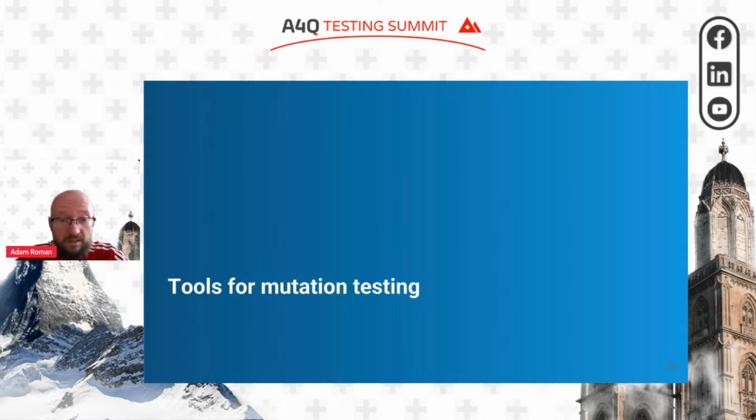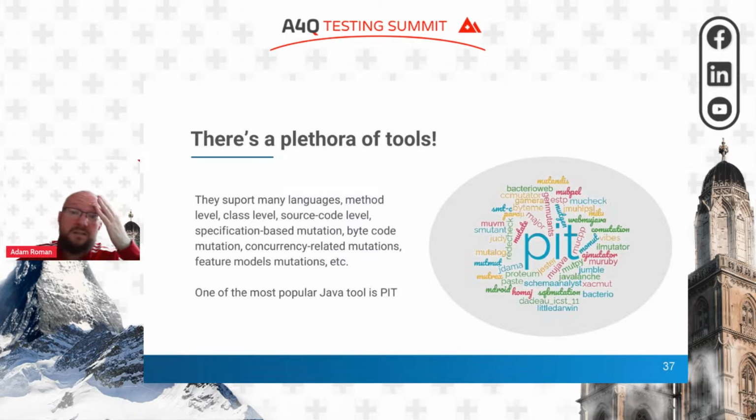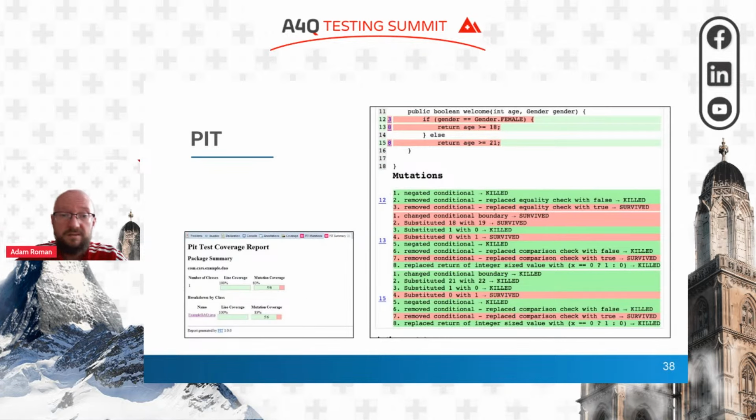There are really a lot of tools for mutation testing. Here is a cloud of words, which are actually the names of these tools. Some of them are very popular. For example, for Java, there is a very well-known tool called PIT, a testing tool. So it can be used by Java developers. It gives us the results in a very nice way. So for example, it reports where the mutants were inserted and what these mutants were. You can see it in this figure.